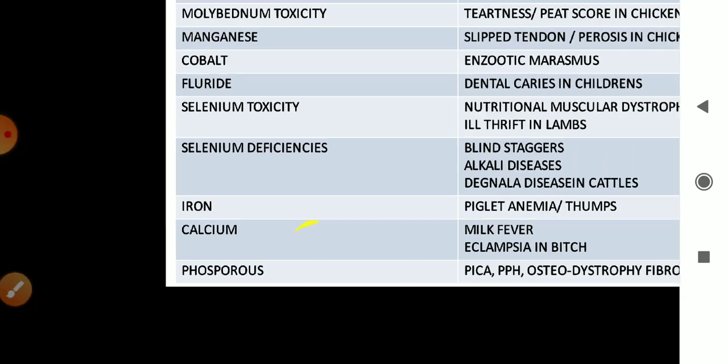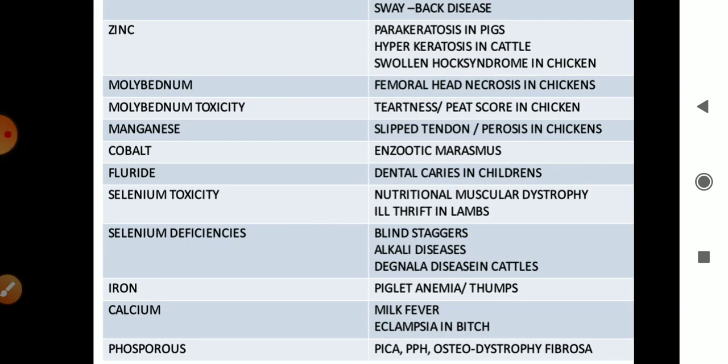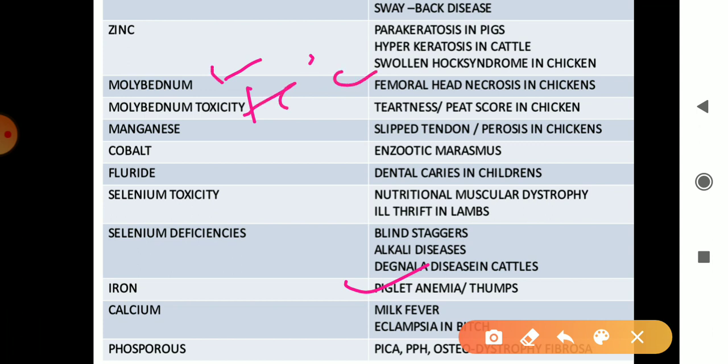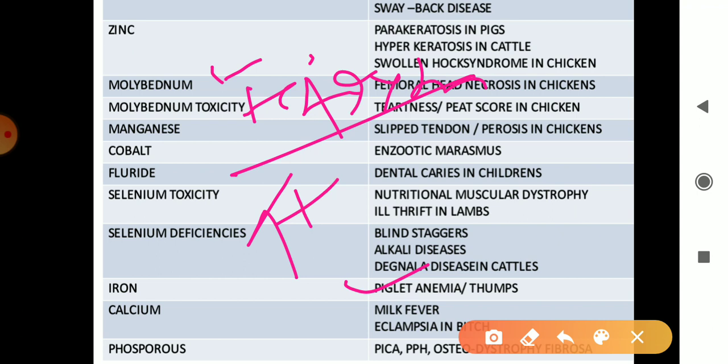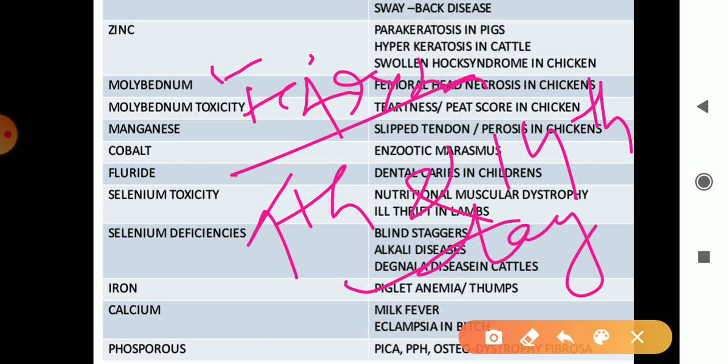Coming to the next, iron. Iron deficiency causes piglet anemia, which is also known as thumps. Piglets who are born are generally deficient in iron, so veterinarians advise an iron injection, iron dextran injection to be precise, on the 4th and 14th day of the baby pig.